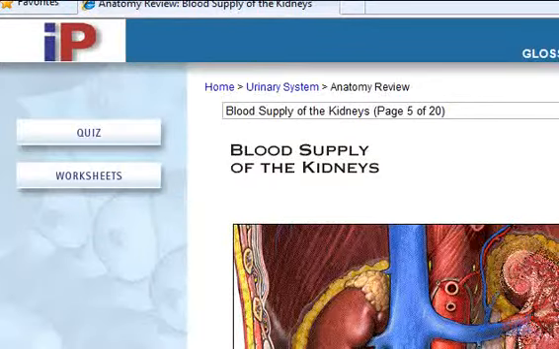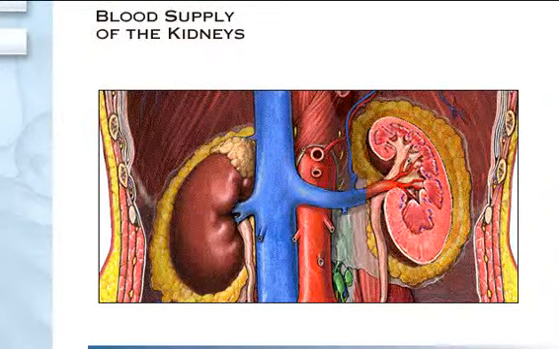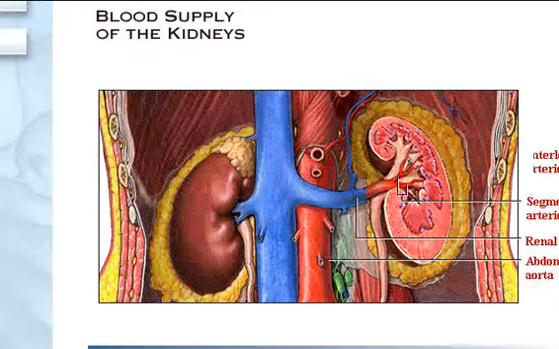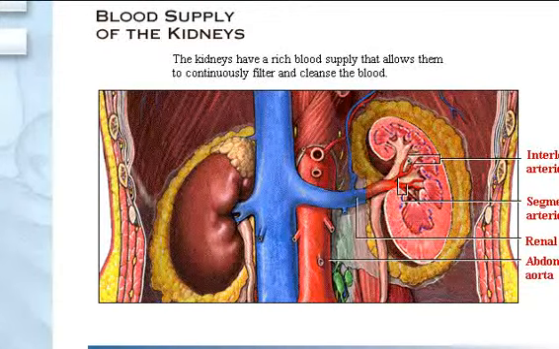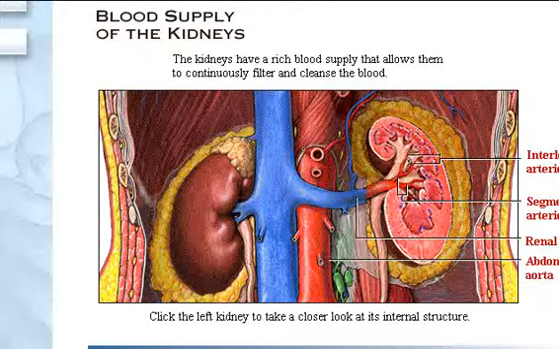When the renal vein is removed and the kidney is shown in frontal section, you can see the deeper renal artery and its connection to the abdominal aorta. Branching from the renal artery are the segmental and interlobar arteries. Together, these vessels provide the kidneys with a rich blood supply under high pressure that allows them to continuously filter and cleanse the blood. Now, click the left kidney to take a closer look at its internal structure.